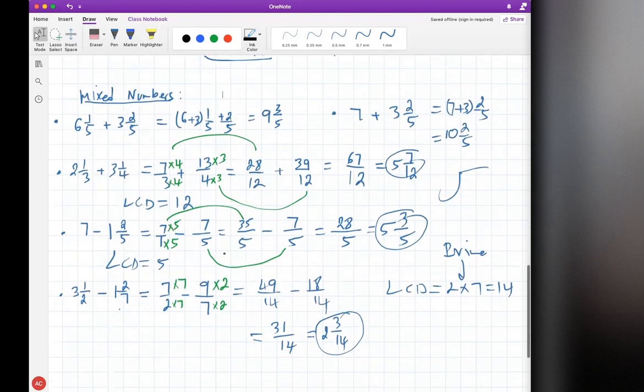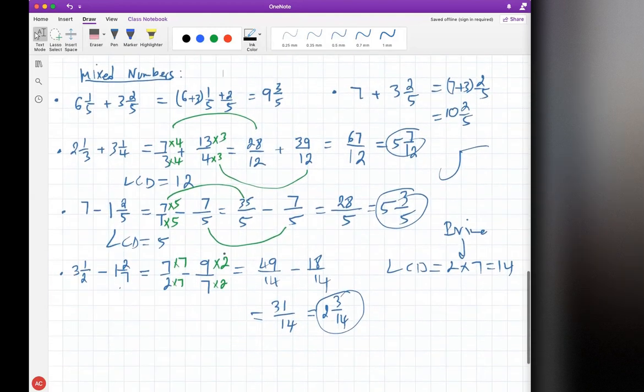Just like with multiplication and division of fractions last time, we just had to convert mixed numbers first, and then we did the same thing again. Simplify, reduce first, multiply, and so on.